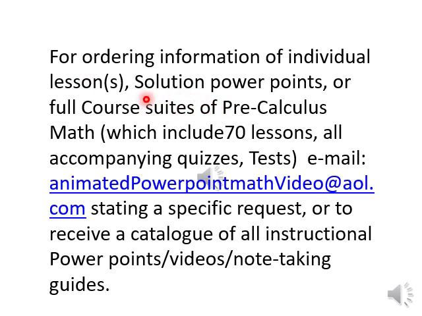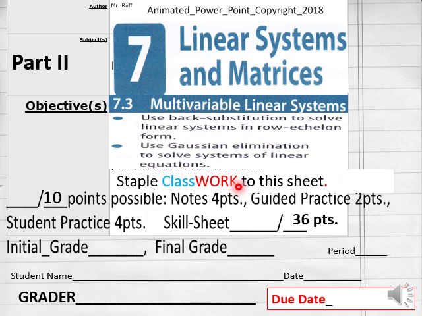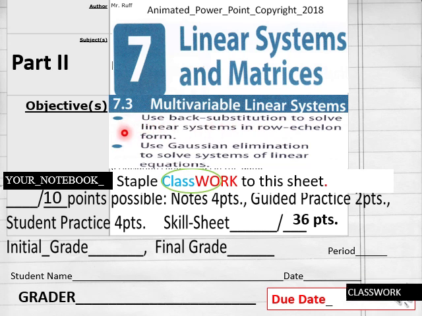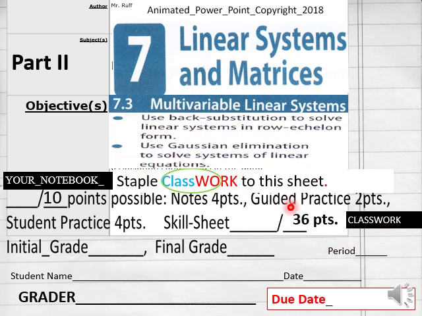Hello everybody, get ready to do lesson 7.3 part 2 of classwork of pre-calculus math today. And today we've got 10 points to go. We'll go into your notebook for 7.3 part 2, multivariable linear systems. And then we have a 36-point classwork sheet today.